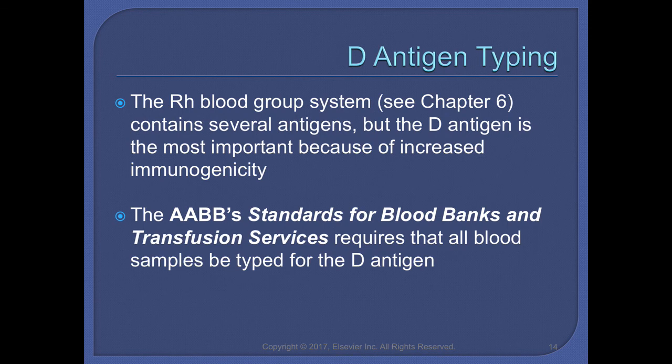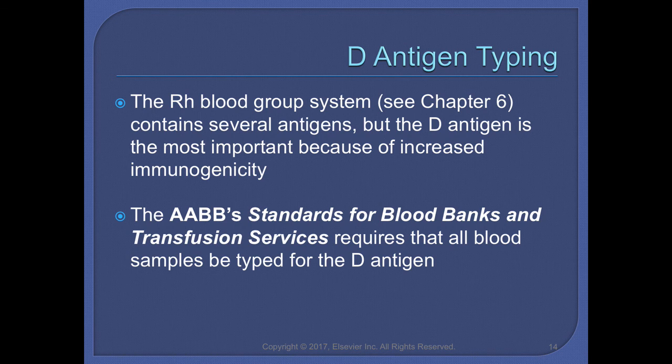With D antigen typing, the reagents for D antigen come from monoclonal antibody sources, and they could be monoclonal antibody blends or monoclonal polyclonal antibody blends. The reagents can contain either IgM or IgG antibodies in a low protein environment.